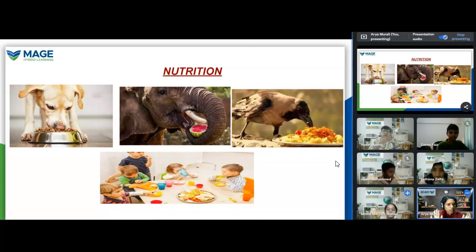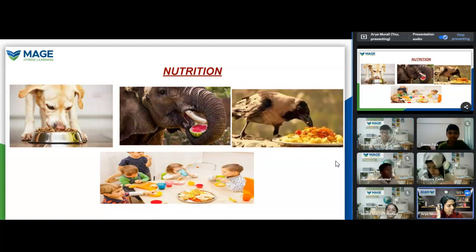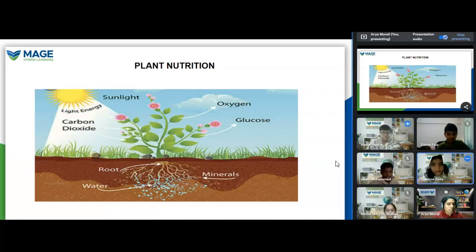Actually, your voice is breaking. Yesterday it was very clear, but today I can hear your voice clearly. Leaves, stem. Very good. So stem is not there. Actually, root is there. No, let's go on. This is a type of plant nutrition. Here, look here. Sunlight.